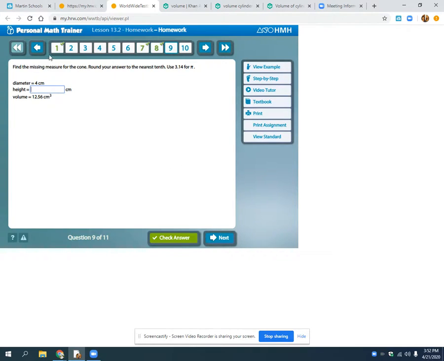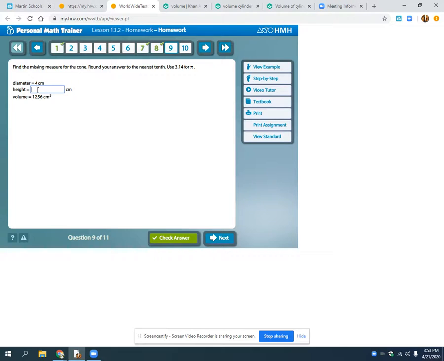Okay, so find the missing measure for the cone. Again, diameter, you have to turn it into radius. You also have to remember that with cones, in order to get rid of that 1/3 on the other side, you are going to have to multiply volume times 3. That's how you get rid of the 1/3 fraction. Multiply both sides by 3.